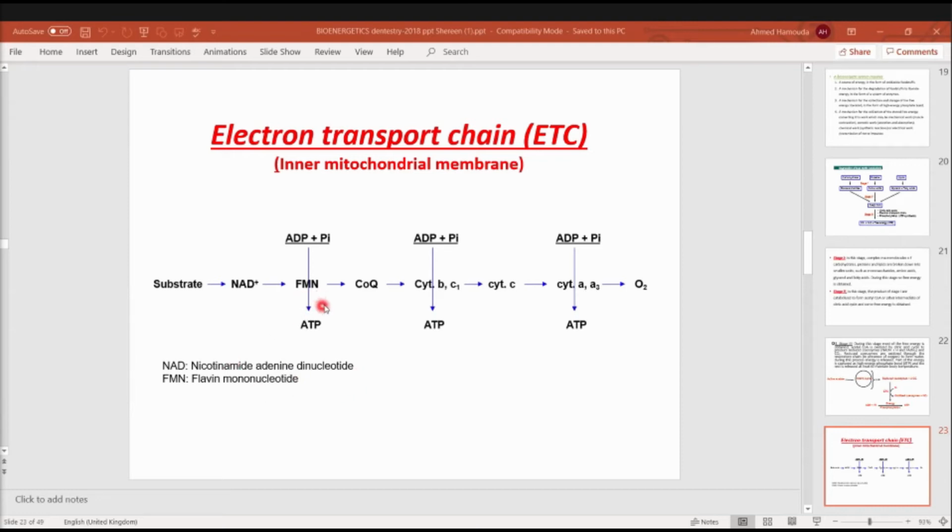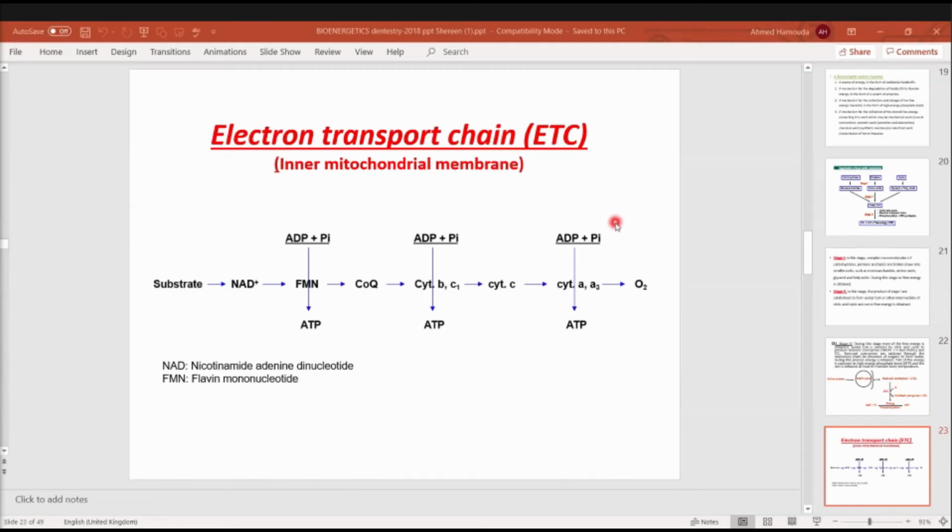FMN is another coenzyme found in the mitochondria. So as you can see here, in each step, you are forming ATP. So using the energy to make ATP. And at the end, this is oxidation. You get a whole bunch of ATP. So basically, if they ask you where the electron transport chain is, the answer is in the mitochondria.